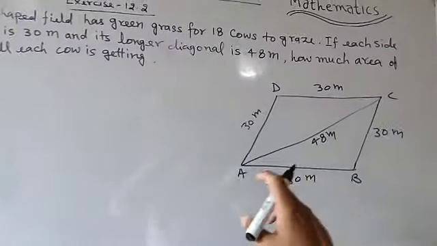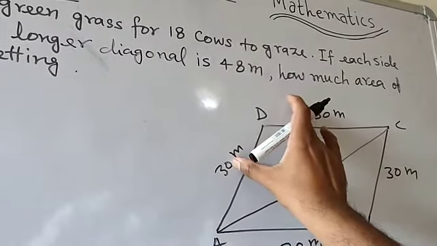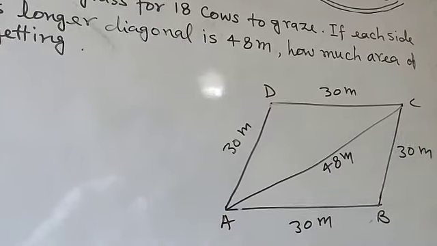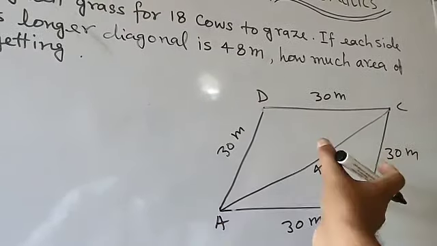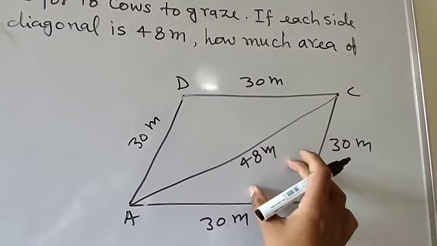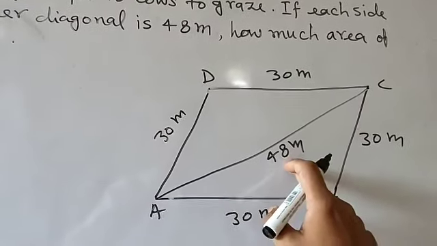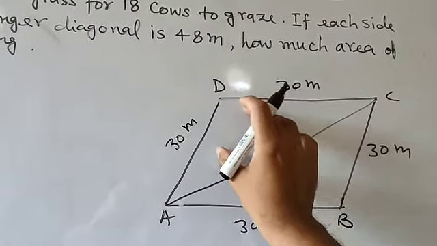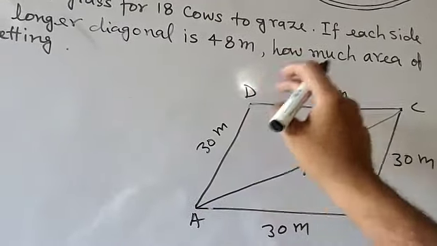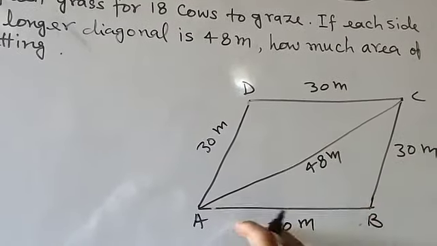So here you can find that ABCD is a quadrilateral, and here these two sides are given and the third side is also given. So you can find the area of the triangle ACD, and in the rhombus you know that these two triangles have equal area. The reason is that for the triangle ABC also, the sides are 30 meter, 30 meter, 48 meter. So whatever the area of this triangle is, that will be the area of the other triangle. So find the area of the triangle ADC, and if you multiply it by 2, that will be the area of the rhombus ABCD.